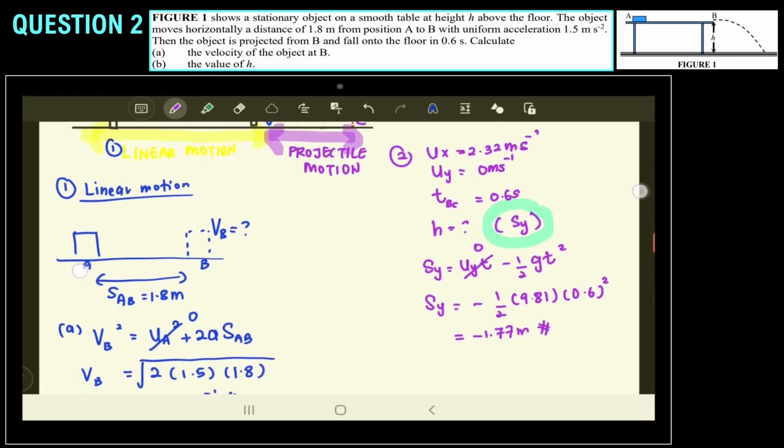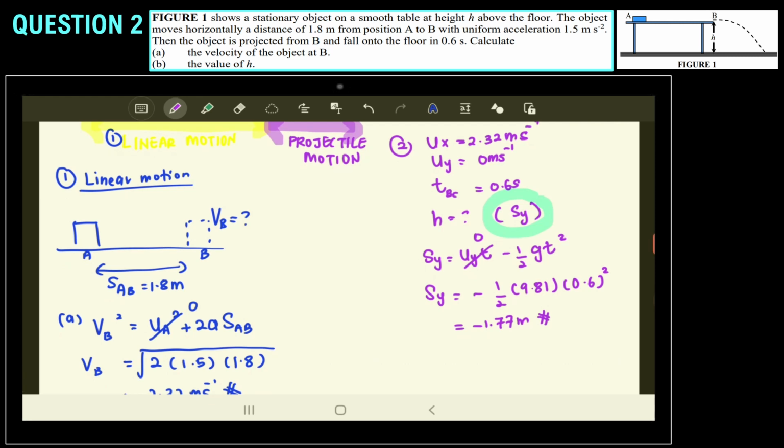Okay, so baca soalan. Soalan bukan tanya displacement, bukan tanya vertical displacement. So no need to put negative sign because negative sign is the direction. Okay, so therefore I will write as, supaya nampak jawapan kita kemas, H is equal to 1.77 meter, ketinggian dia. Okay, ketinggian meja tersebut. Okay, done. So move to question number 3.